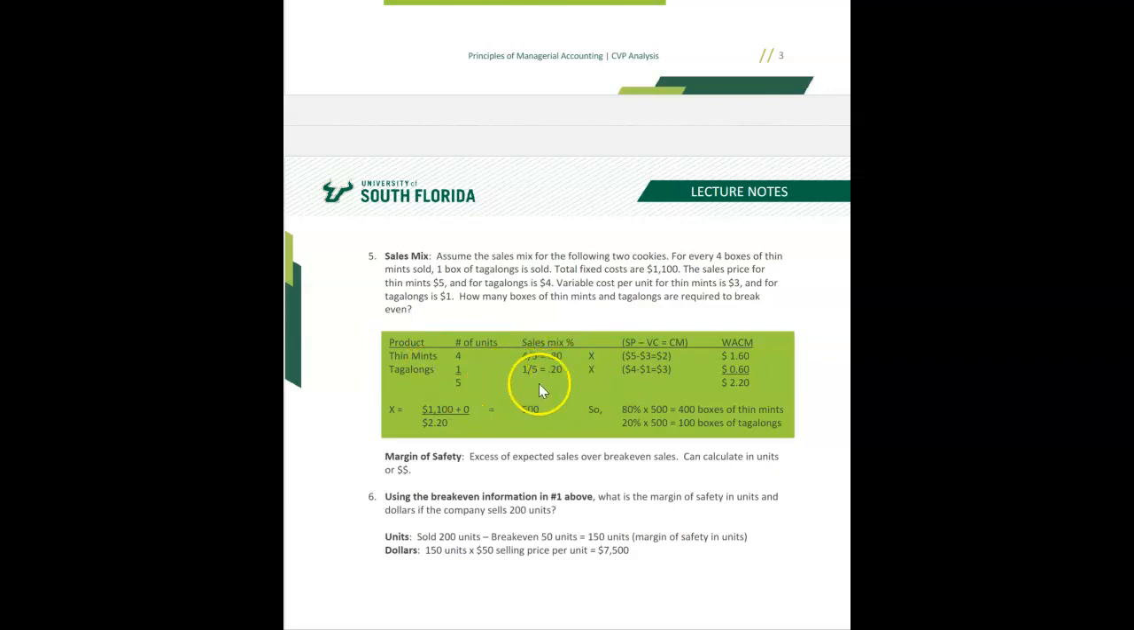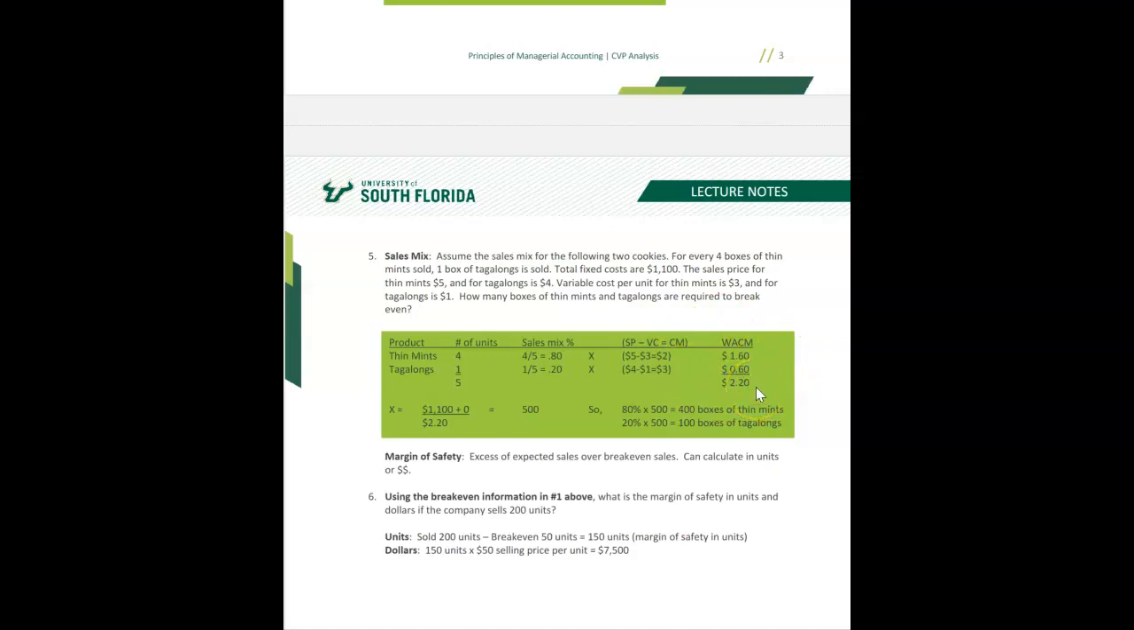This would have to add up to 100%. I'm going to multiply that times my contribution margin, which is my selling price less variable cost. Multiply that 80% times our contribution margin, and I get the weighted average contribution margin: $1.60 for Thin Mints and 60 cents for Tagalongs. So for every bundle like this, I'm making $2.20.